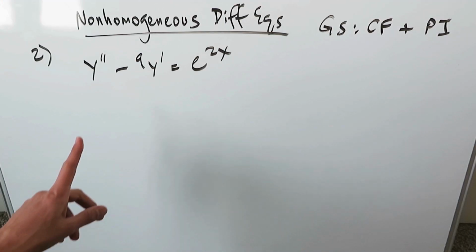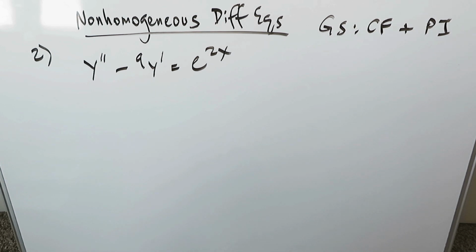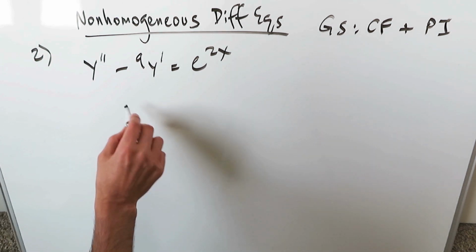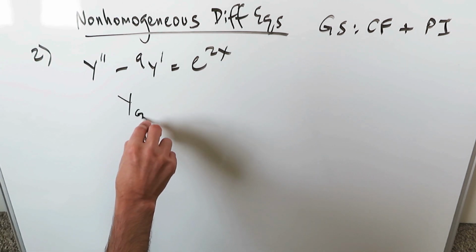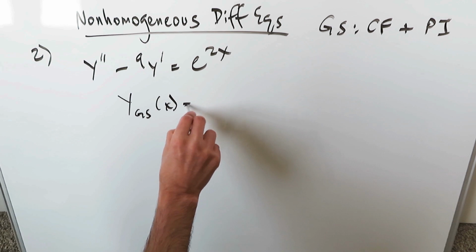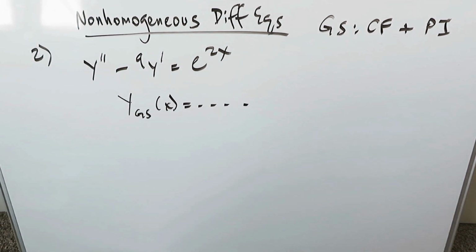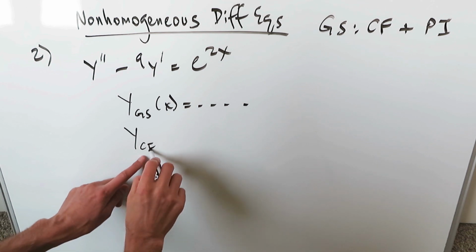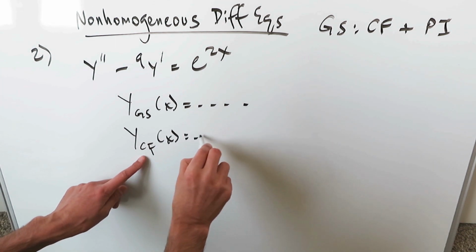Question number 2, y double prime minus 9y single prime equals e exponent 2x. Before we solve this, let me digress a little bit. When you want to post your general solution, you can say y with subscript gs with regards to the x variable is equal to something. If you want to post only a complementary function, you can say y with a subscript cf and x variable is equal to something.